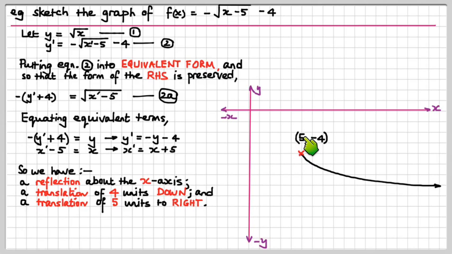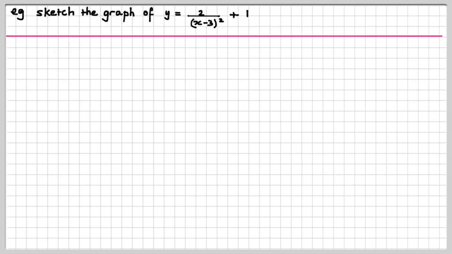That's right. 5 units to the right, x is 5. 4 units down, y is minus 4, where this point here was originally on the origin. That's great, isn't it? It works. Now we've got to sketch this truncus.